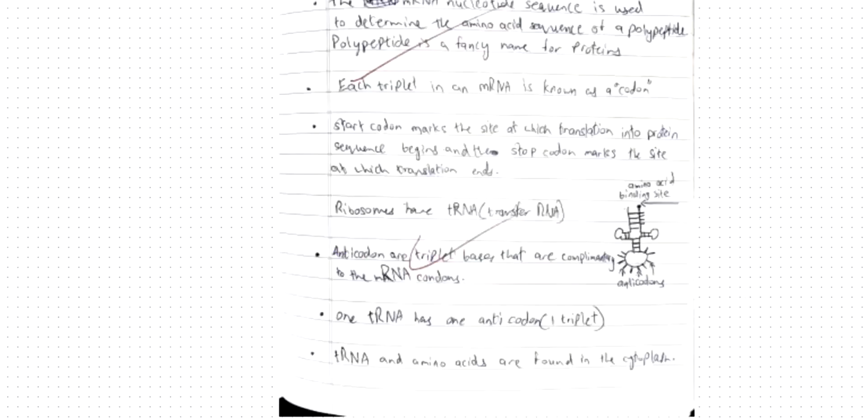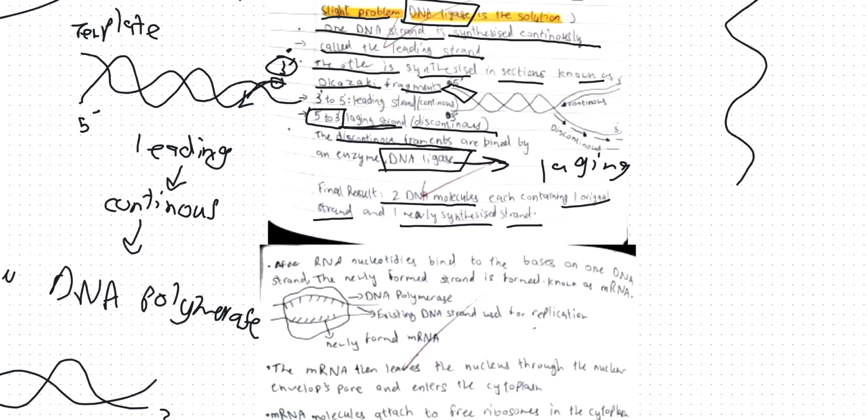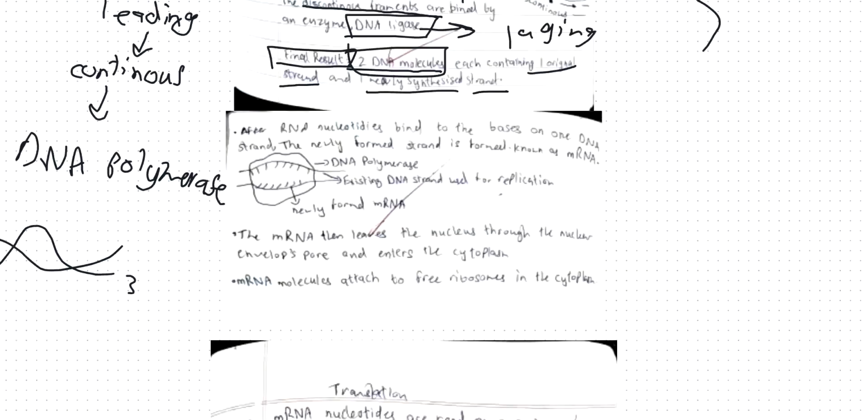Where was I? Right here. So at the end of DNA replication, again, you'll have two DNA molecules. So after RNA nucleotides bind to the base of the DNA, the newly formed strand is known as mRNA.